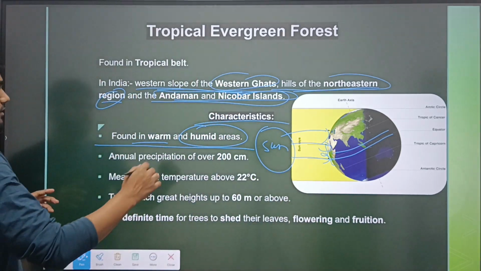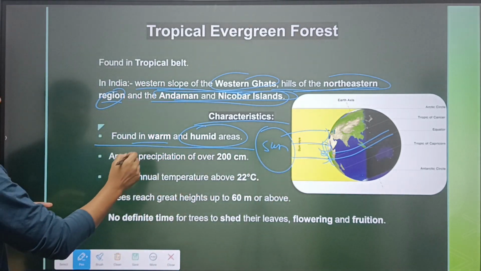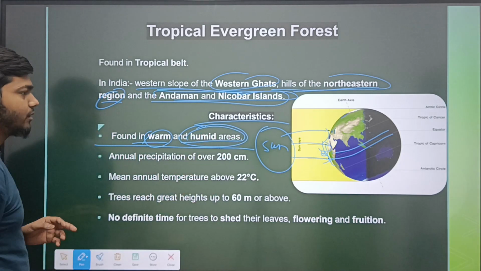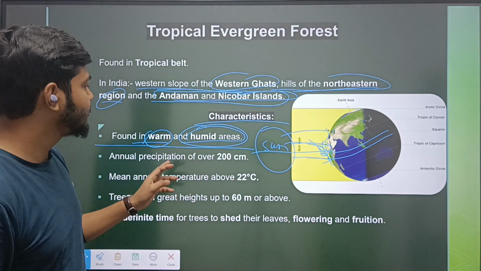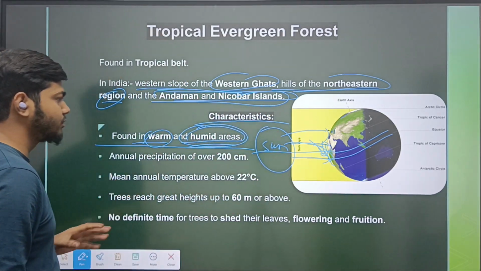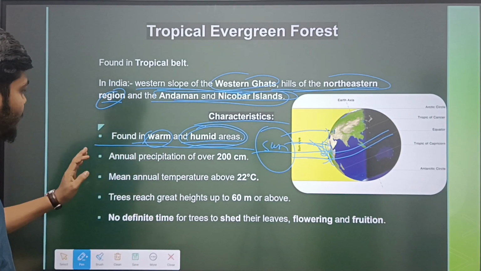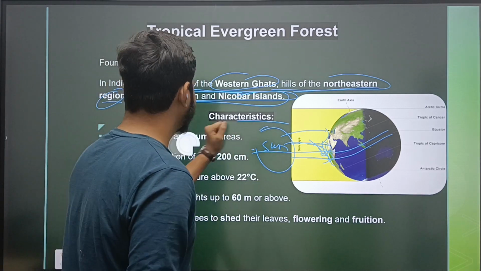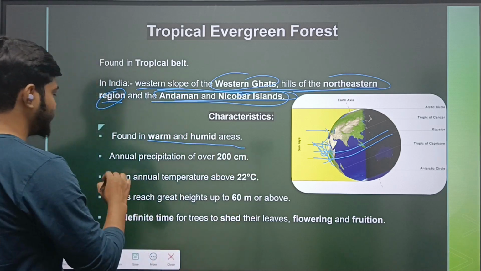Okay, so with this point, it is clear that tropical rainforests are found in warm and humid areas. Warm because of the direct sunlight, vertical sun rays, and humid because of everyday intense rainfall in the equatorial region. So the tropical evergreen forests are found in warm and humid climate, and what is another thing?